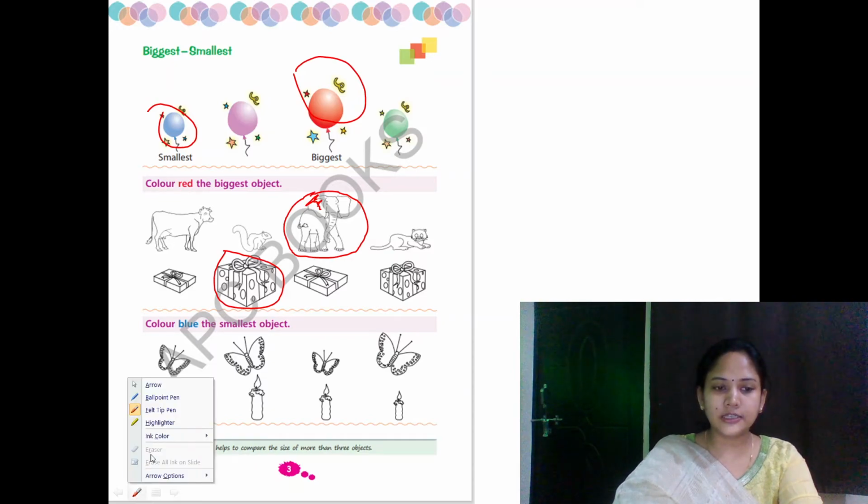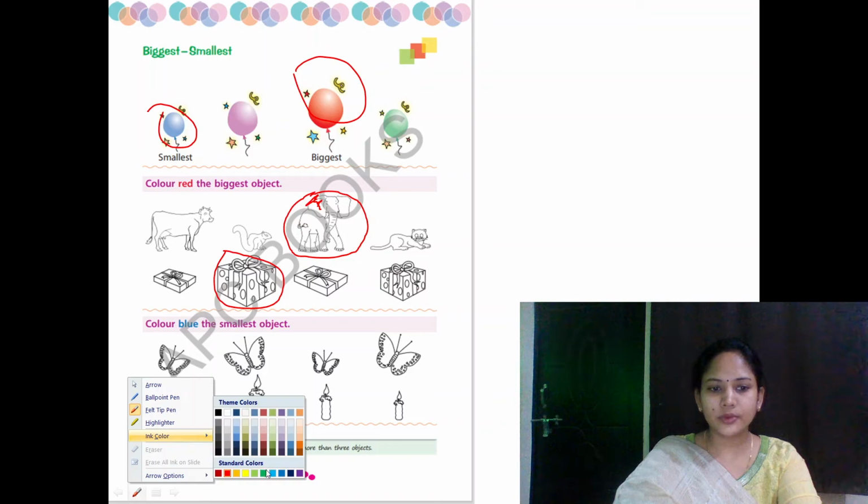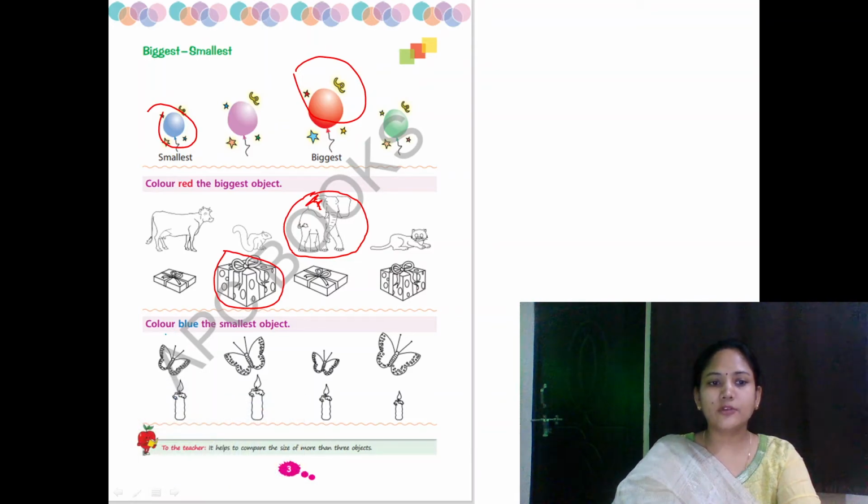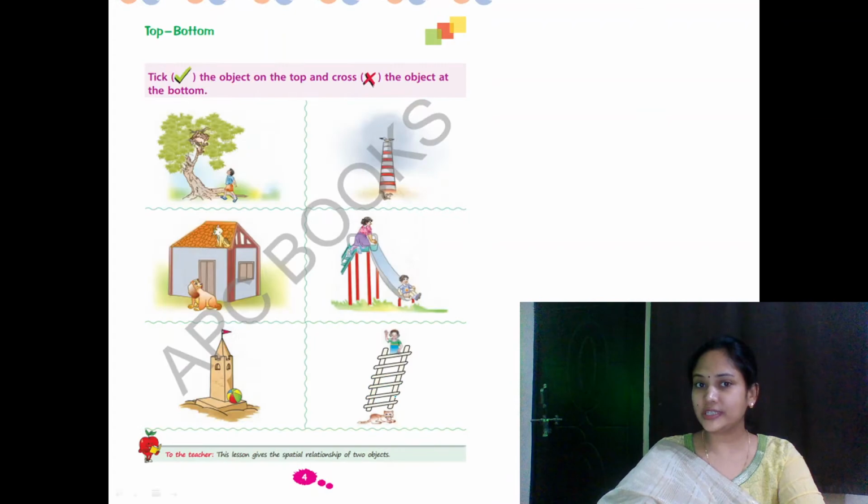Now next is color blue the smallest object. है ना? इसका color change करती हूँ. Okay? Okay, I will take the blue color. Okay. Now you have to color blue the smallest object. So in सब butterflies में से which is the smallest one? Think. Yes. So the third butterfly is the smallest one. So I am going to color it blue. Okay. Now in the candle also you will see which is the smallest one. Yes, the fourth one. So you will color it blue. Okay. ये आप मुझे करके and you will send me the pictures.